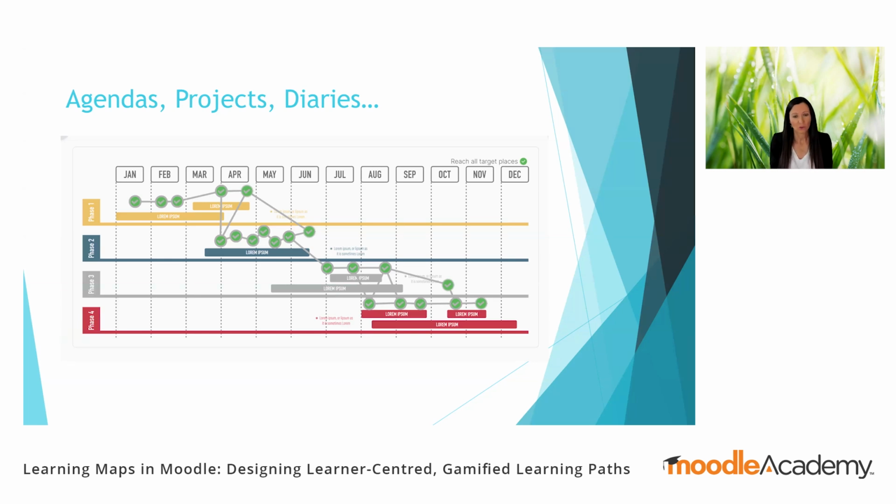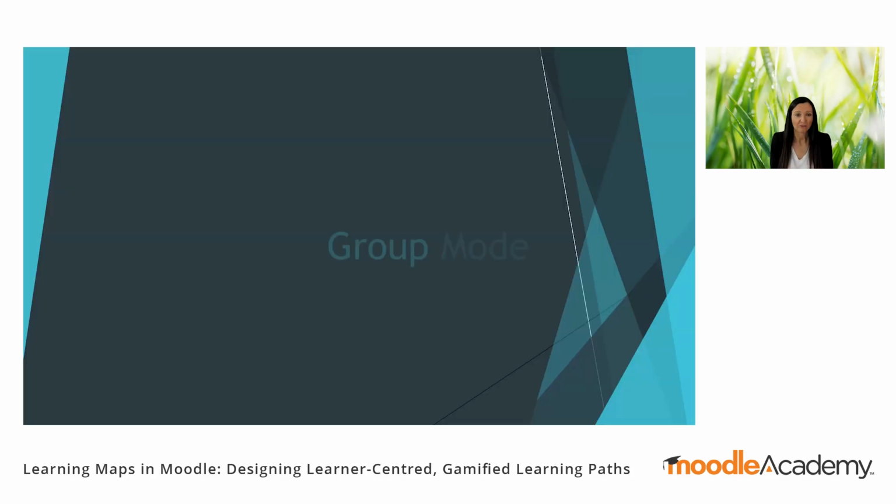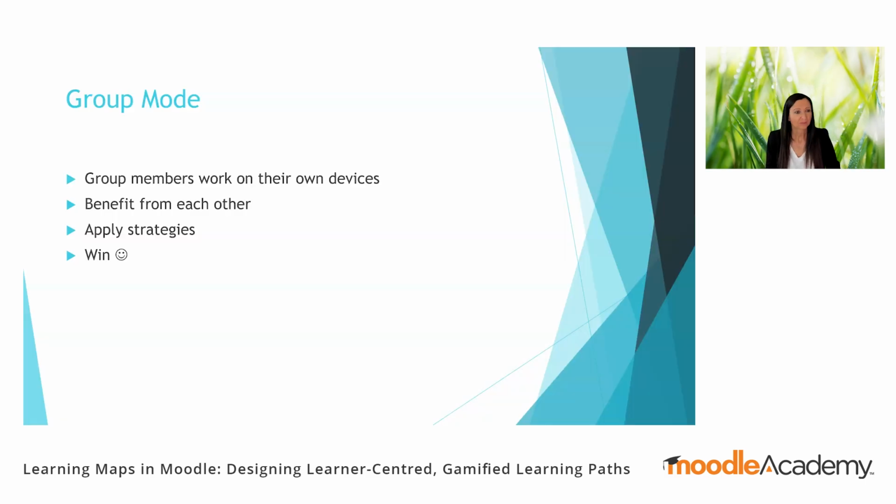Now, all you've seen so far, the learner would do by themselves, but you could also have a group mode. The group mode in which the group members work on their own devices. Well, of course, they could also work on one device, but the good thing is that they can work on different devices and they benefit from each other. And they can apply strategies to solve a riddle, for example, and win something at the end.